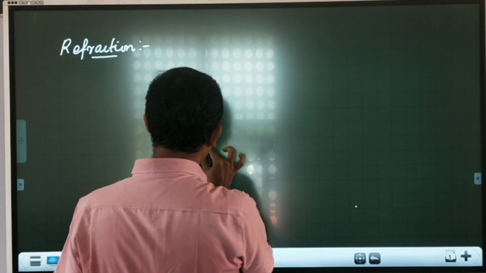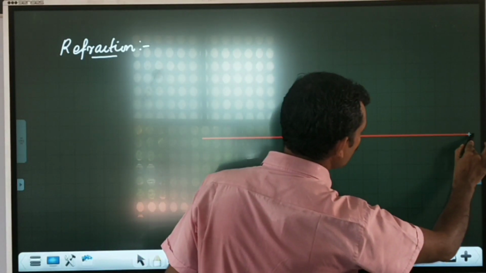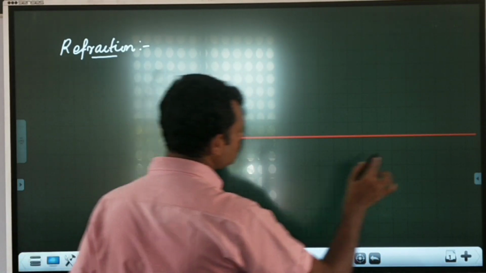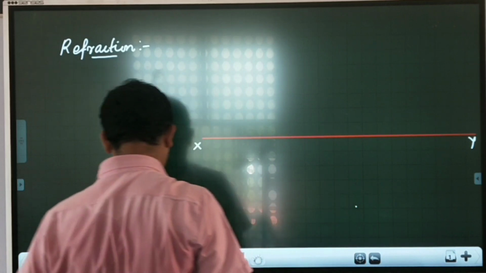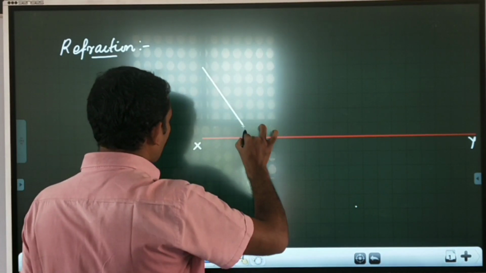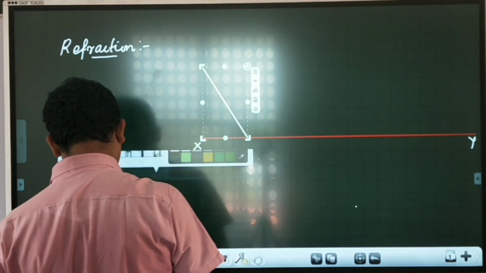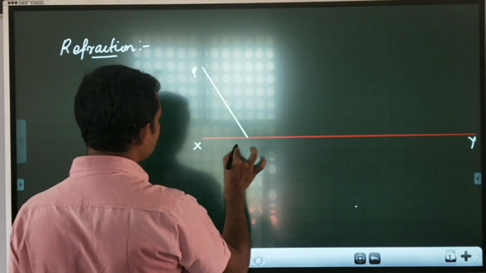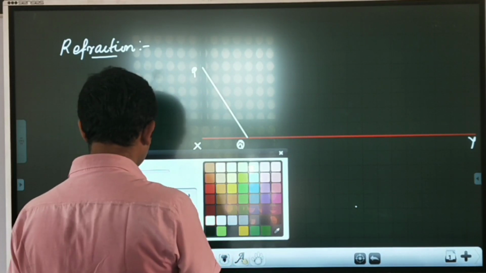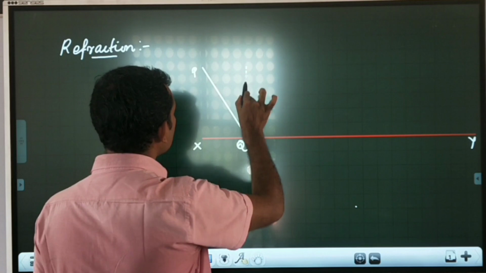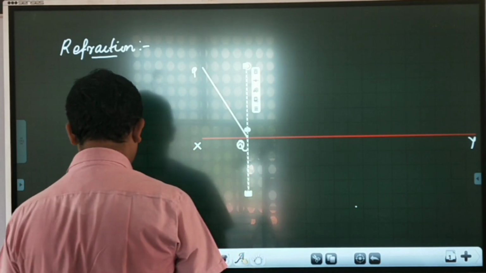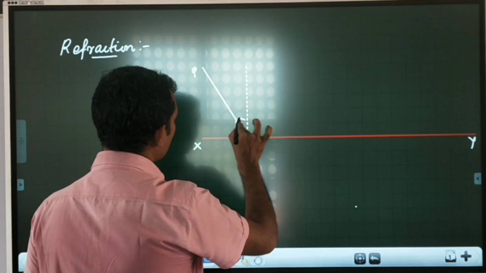Let us choose XY as the interface between two media. PQ is the incident ray. This is the normal to the plane of incidence. So the angle of incidence is I.